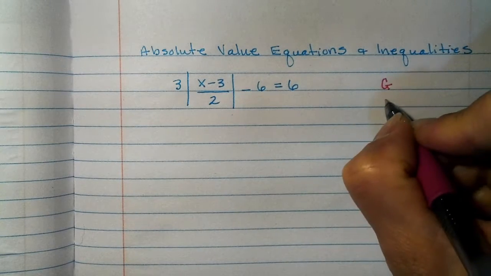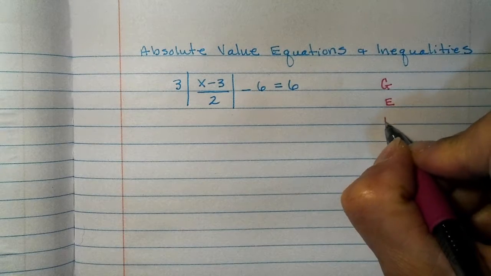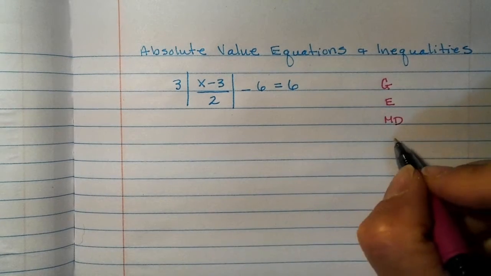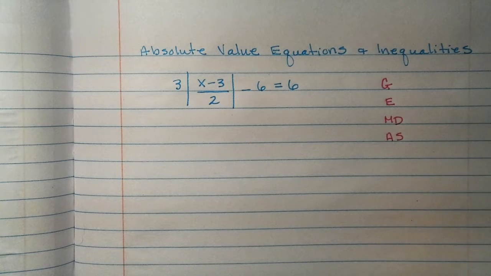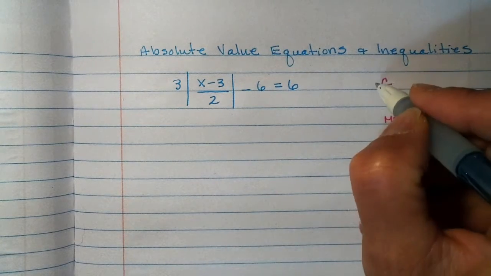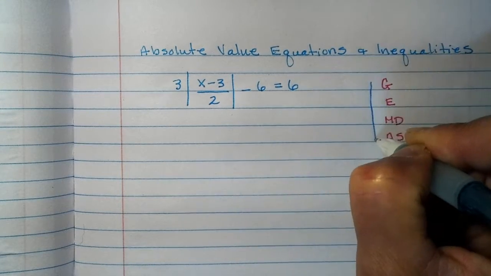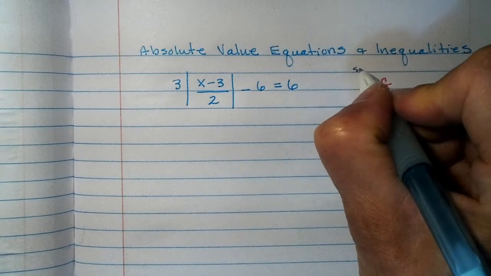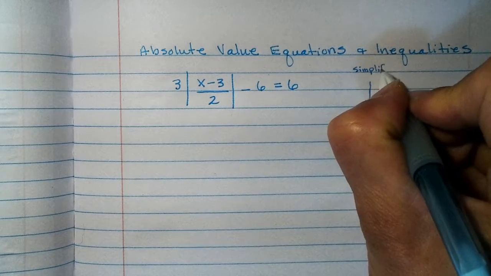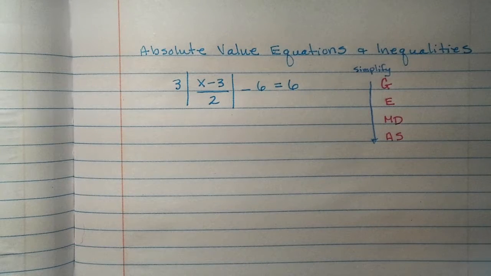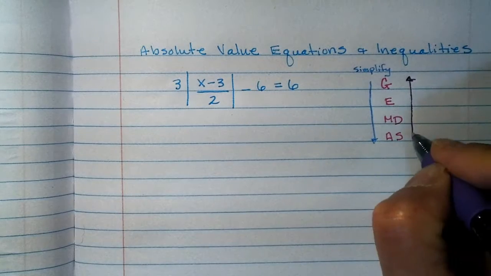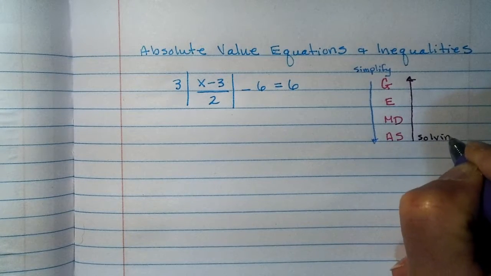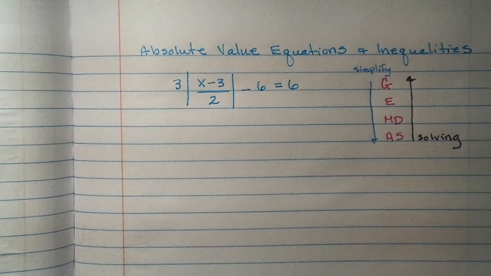So grouping, exponents, multiplication or division, whichever comes first, adding or subtracting, whatever comes first. Typically, when we go to simplify, we go this way, and that's simplifying. But when we're solving, we're going to go backwards. That means we go from bottom to top. So that's solving. Think that you're undoing a mystery, so you have to go backwards.